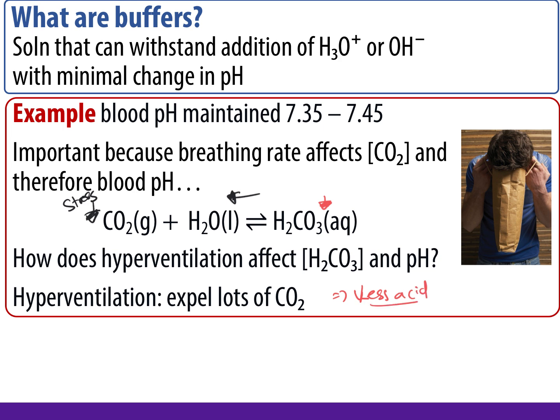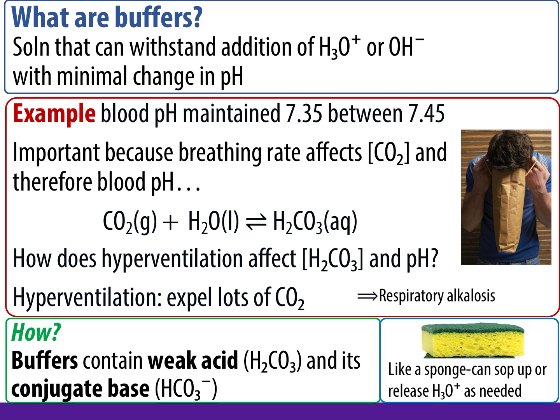H2CO3, carbonic acid, is a weak acid, less acidic, which means a more basic pH. And this does, in fact, put you at risk of alkalosis, a too alkaline or too basic pH. This is the name of that affliction, respiratory alkalosis, when your pH goes too high. The way your body prevents this from happening, except in extreme cases, is by containing a buffer.